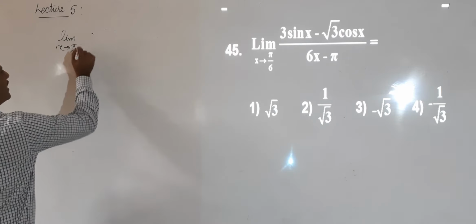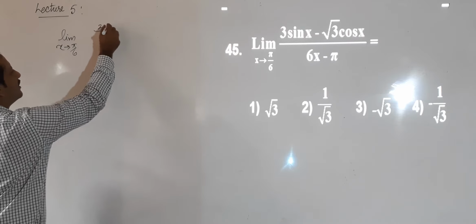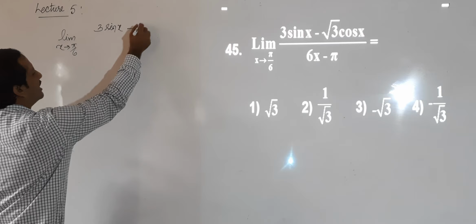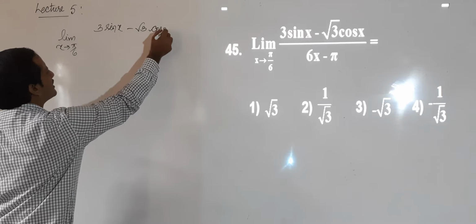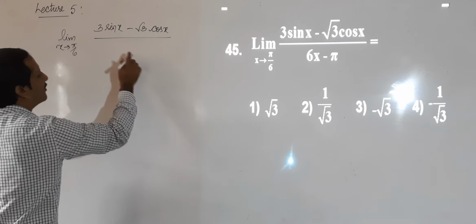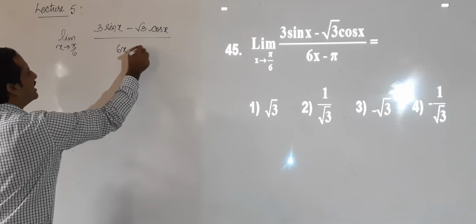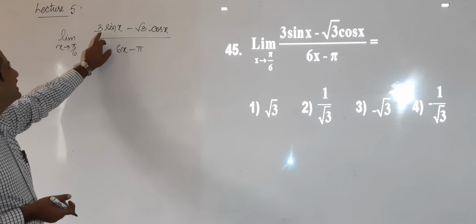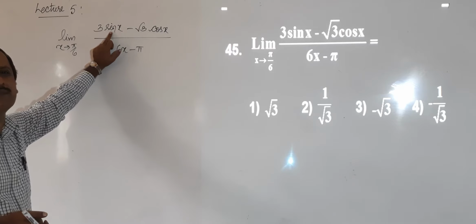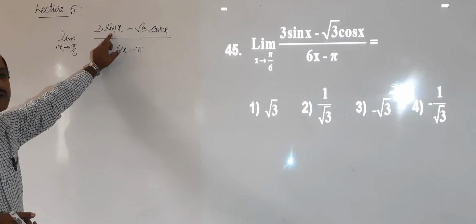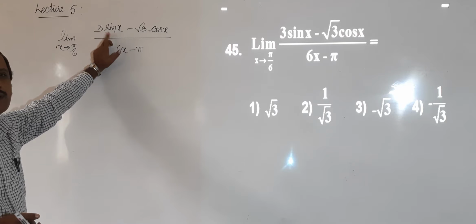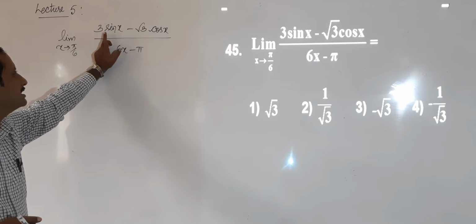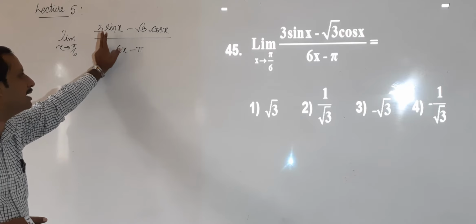Limit x tends to pi by 6 of (3 sin x minus root 3 cos x) divided by (6x minus pi). Directly applying the limit, I get 3 into sin pi by 6. What is the value of sin pi by 6? 1 by 2. So 3 into 1 by 2, the first term will be 3 by 2.